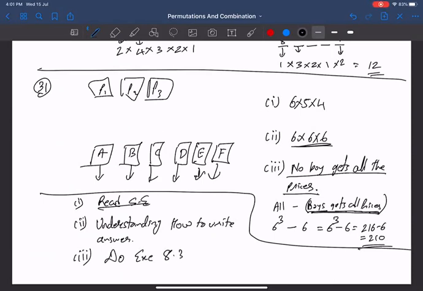I have a class 8 right now, can I go? Yeah, listen to me. Read solved example, understand how we write the answers, and do exercise 8.3 completely. We will see you on Wednesday to finish this exercise 8.3.